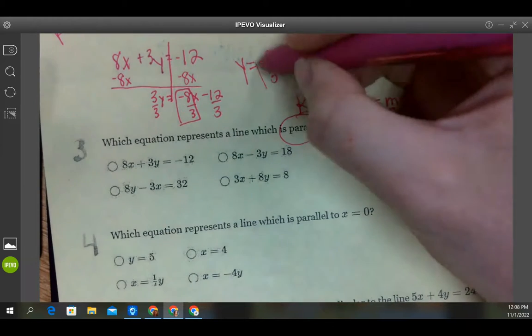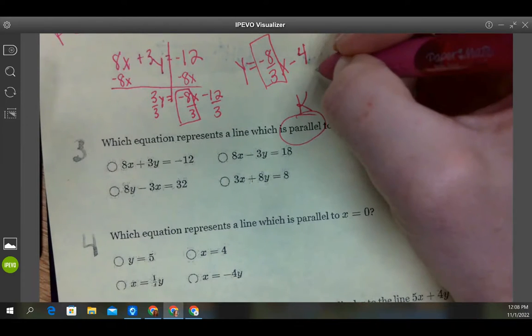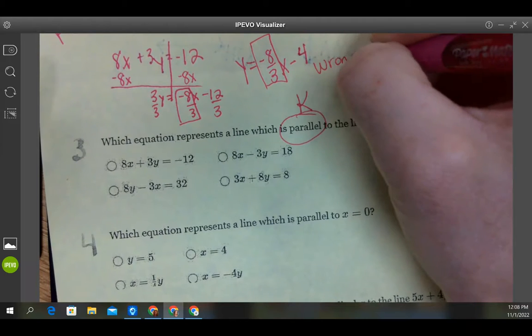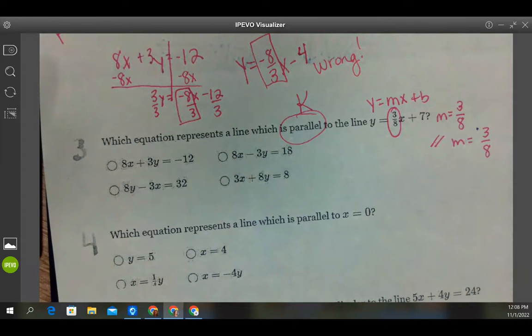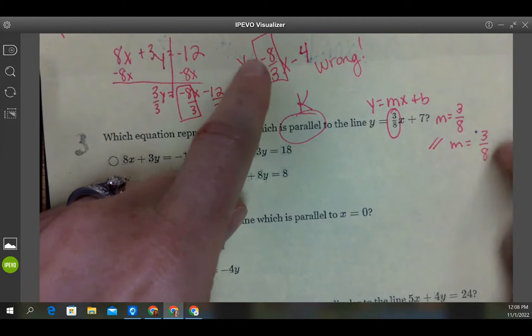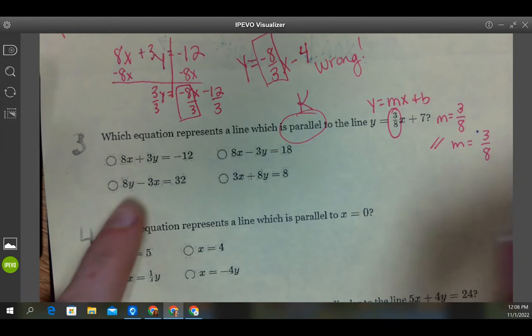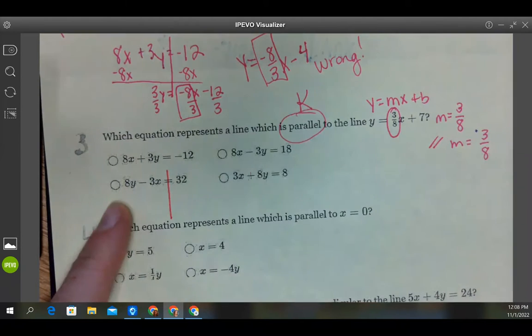So this is my slope. Is that the correct slope? No, this one's wrong. The reason it's wrong is because we want the one that's parallel. What would this one be? Yeah, they're related. It's the flip change. So this would be the perpendicular one. But that's not what we're looking for. We're looking for parallel. All right, so let's go ahead and do the one right below it.